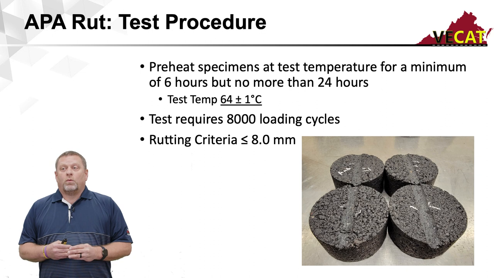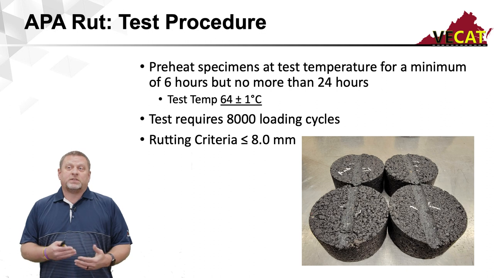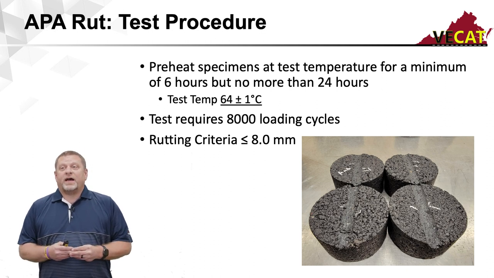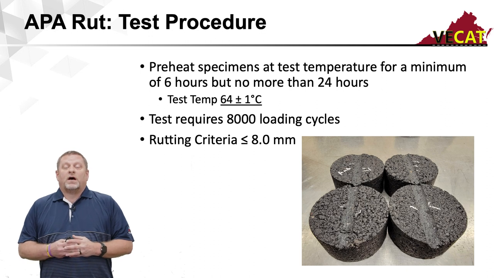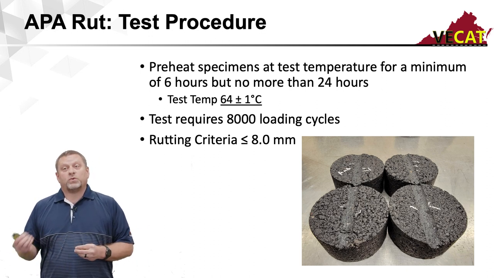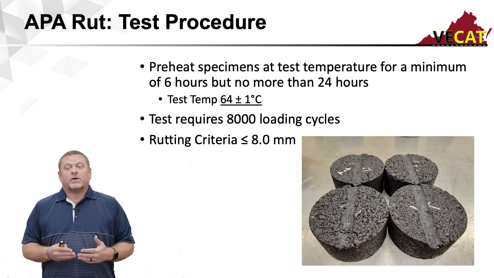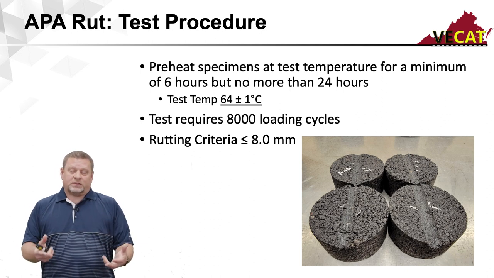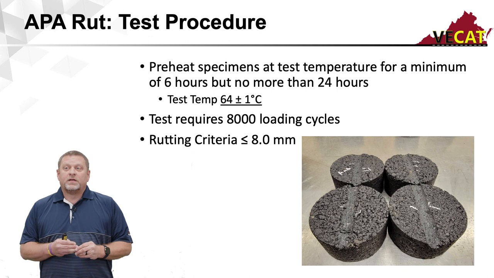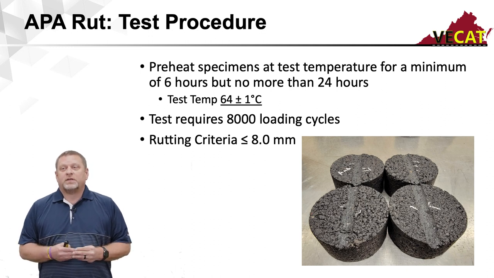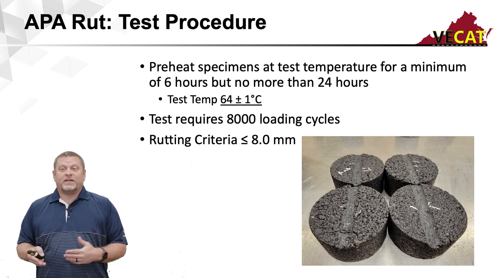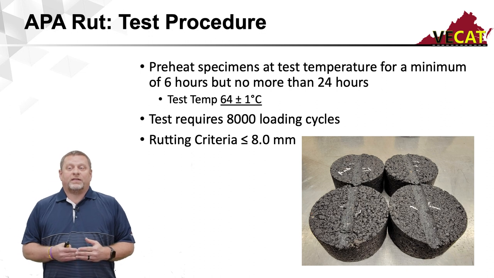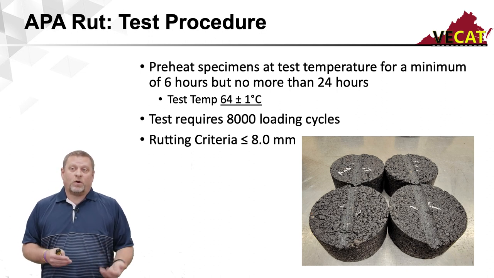Once we've made our specimens and we're now ready to run the actual rut test, they have to be preconditioned for a minimum of 6 hours, and no more than 24 hours, at the actual test temperature, which is 64 plus or minus 1 degree Celsius. This can be done in the rut apparatus itself, or it can be done in a separate oven, but you have to maintain the same temperature. The test requirement for the APA rut test is 8,000 cycles, and at the end of 8,000 cycles, the rut criteria has to be less than or equal to 8 millimeters.